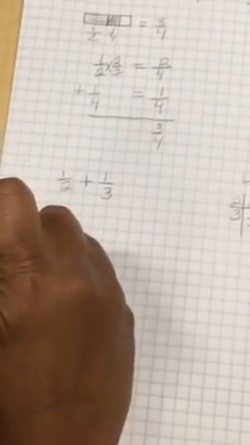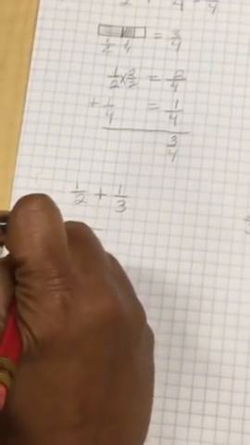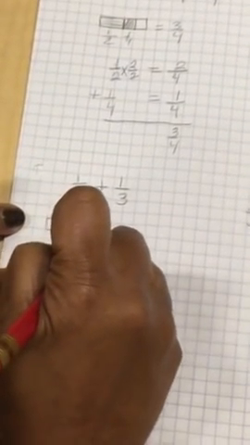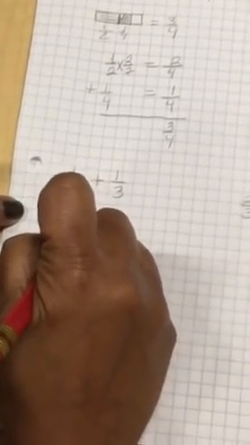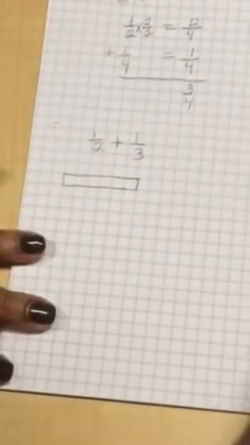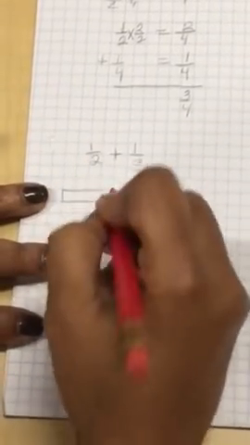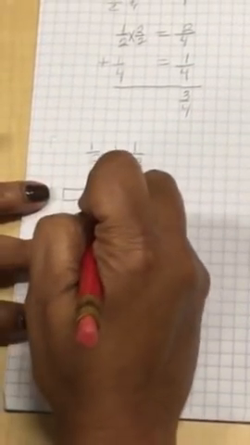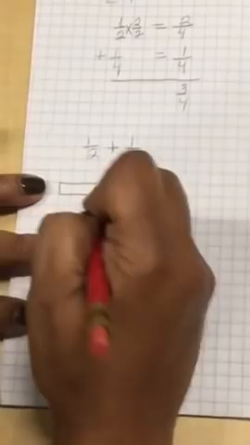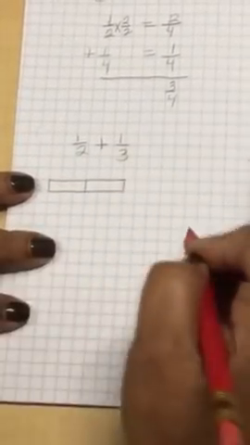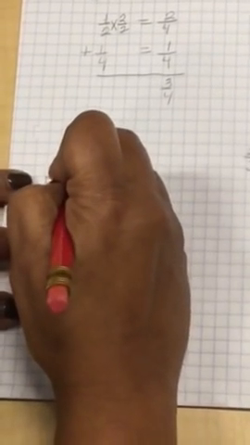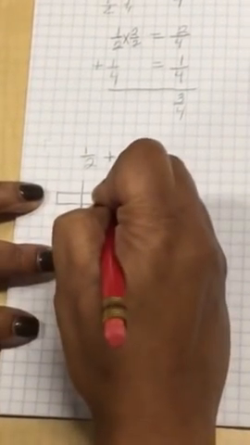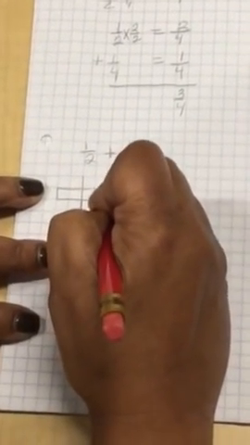I'm going to make a strip with 6 blocks. 1, 2, 3, 4, 5, 6. And then I'm going to first split it in half. So it's 3 on each side. And then my thirds would be, if I split 6 into 3, it's 2 in each box. So I'll do these longer so you can see the thirds.